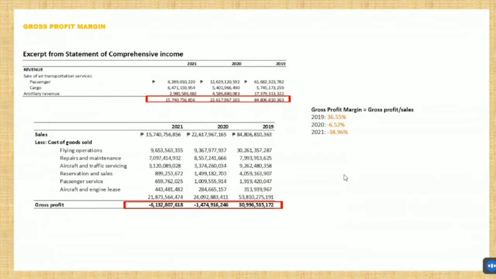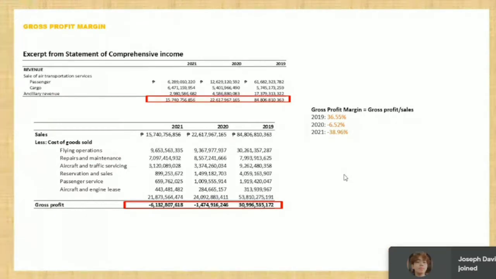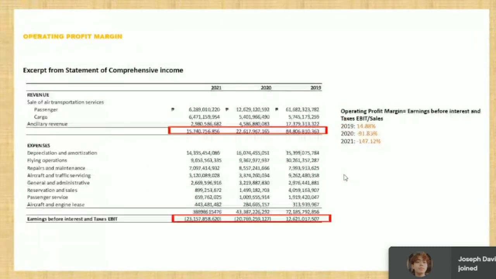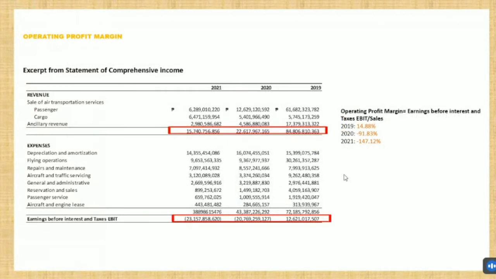Next naman natin is the company's profitability without concern for taxes and interest, also called as the operating profit. Next slide, Miss Press. Kung saan nag-decrease din siya from positive 14.88% in 2019 to negative 91.83% in 2020, to a big loss of negative 147.12% in 2021.